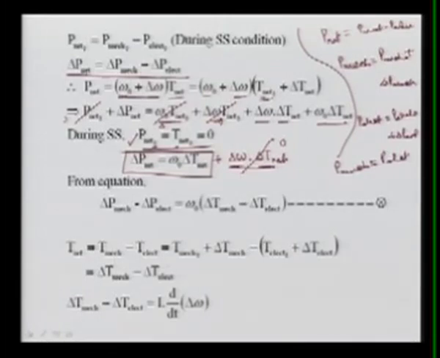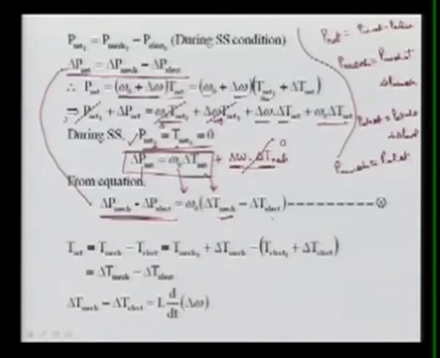So from this equation, here already I have used this one. You can see this P net, the change in mechanical power minus the change in electrical power, which we have written here, will be equal to omega naught, multiplied by T net, which is the change in mechanical torque minus the change in electrical torque, and we have this expression.